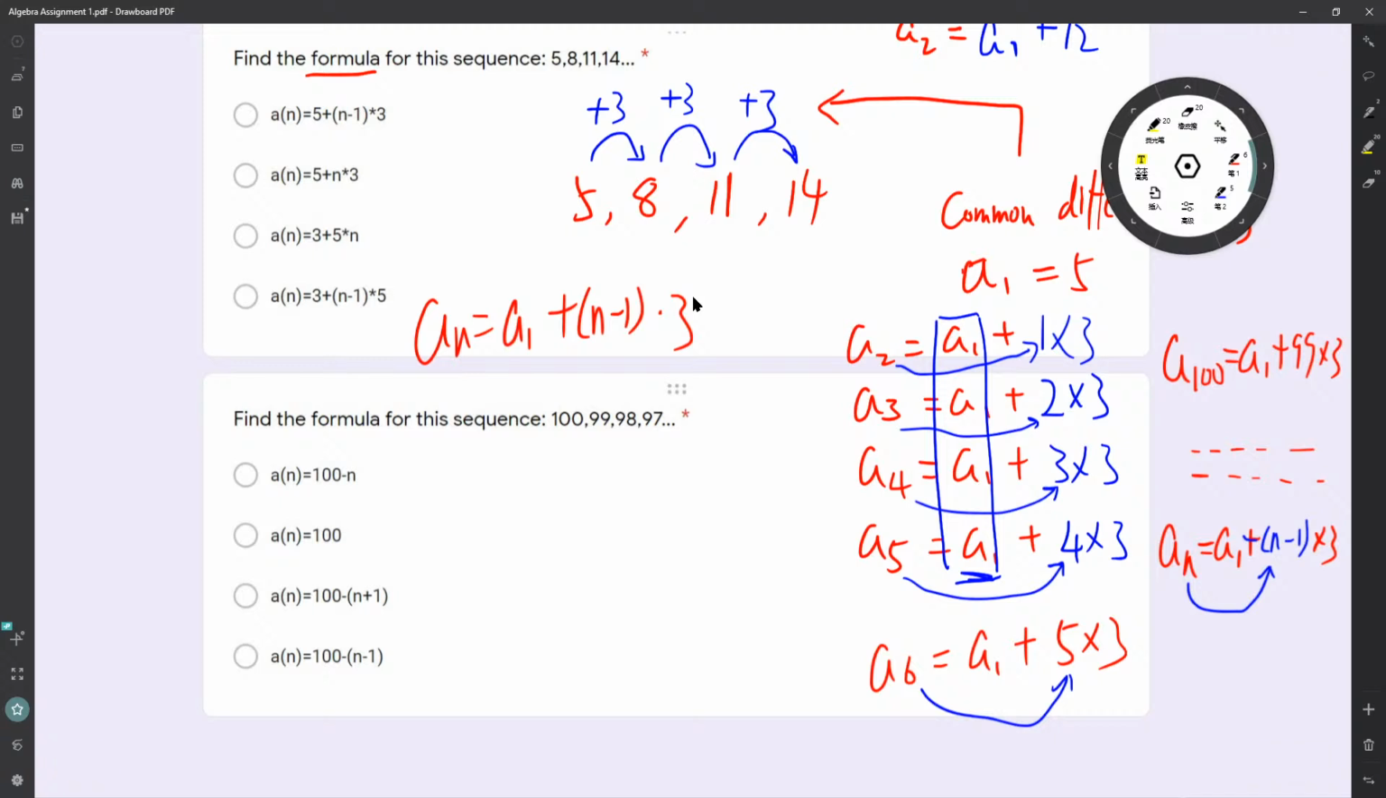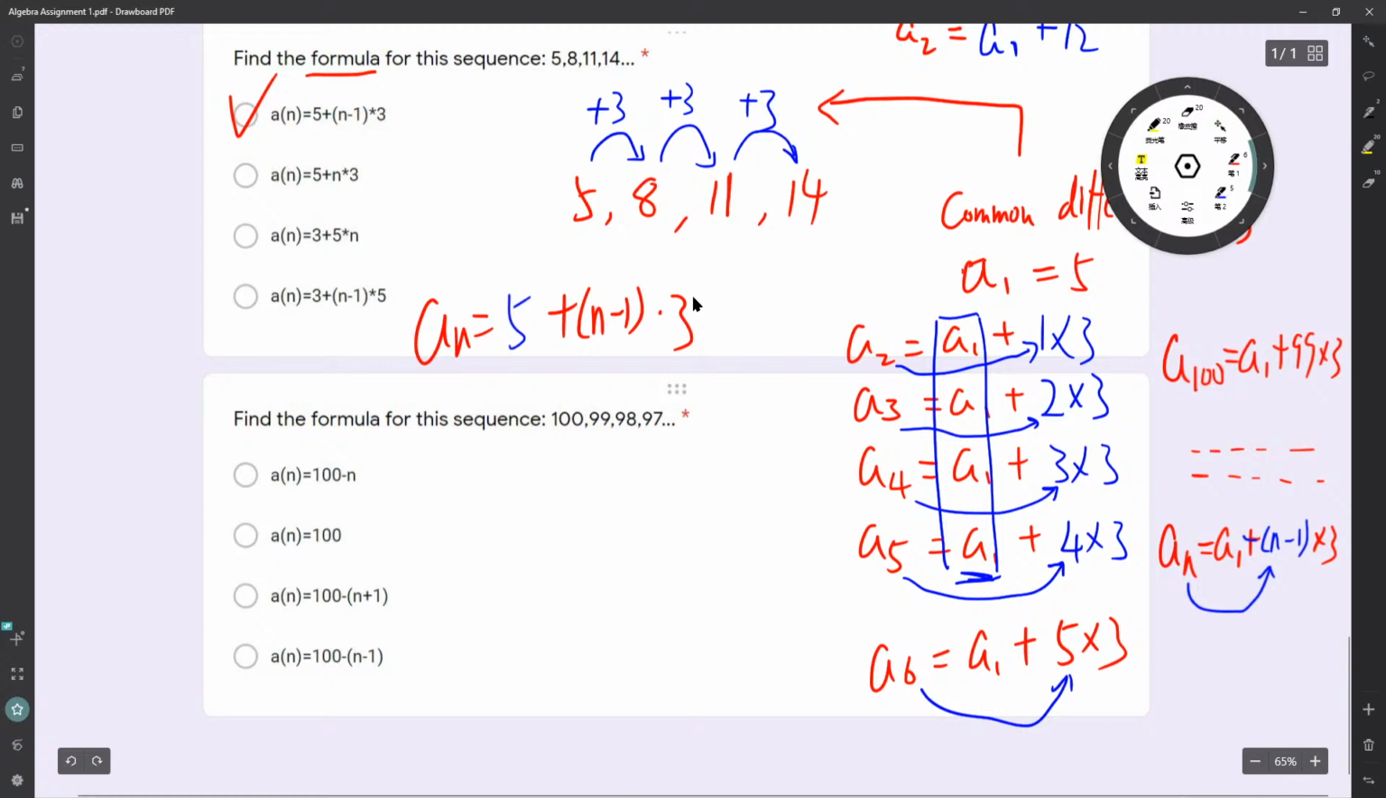And look at our options. Oh yes, our A1 we know it's 5. So let's just use 5 here. So the nth term equals 5 plus n subtract 1 times 3. I think that's the answer. So this is how we do the formula of the sequence.